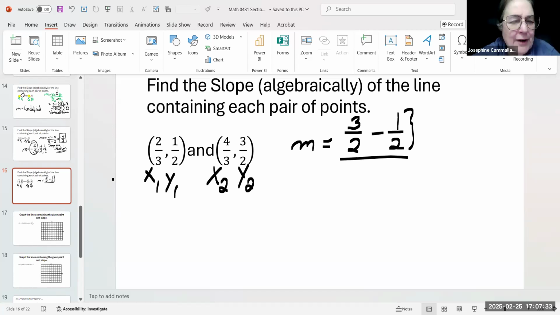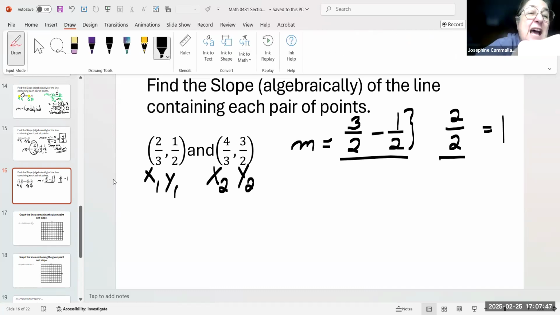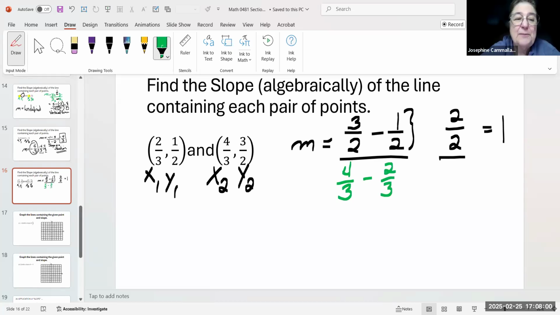Well, I'm going to let you know if they're not. You're going to have to make them the same. But this will give me 2 over 2 in my numerator, or the number what? My denominator is x2, which is 4/3 minus 2/3. Now, this is going to give me 2/3.